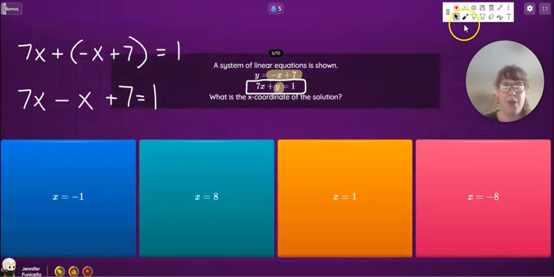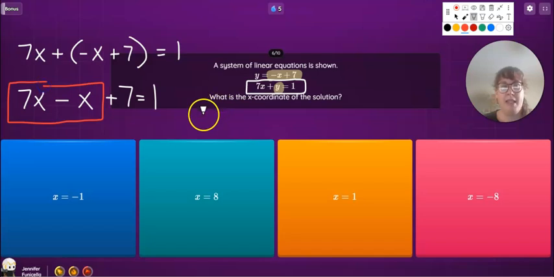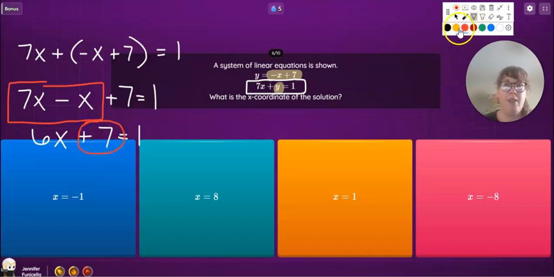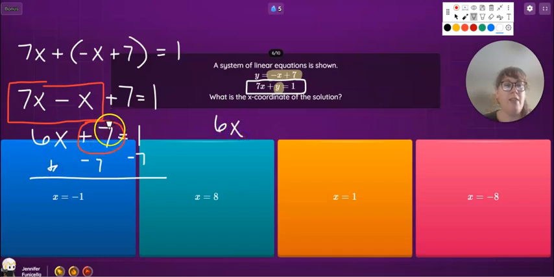And to find the x coordinate of that same system on question 6, we can first combine 7x minus x. So 7x minus 1x will leave us with 6x plus 7 equals 1. We want to bring this positive 7 to the other side, so we're going to do that by subtracting. Bring down that 6x. Brought that down. 7 minus 7 is 0, and 1 minus 7 is a negative 6.